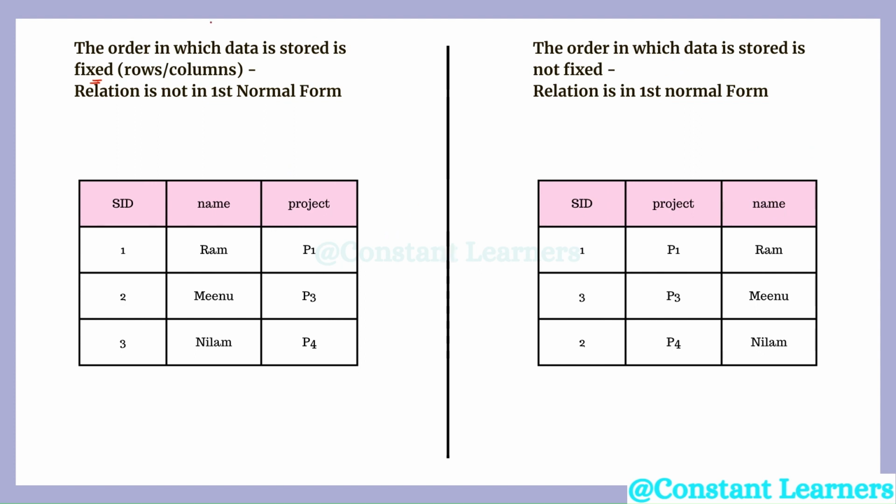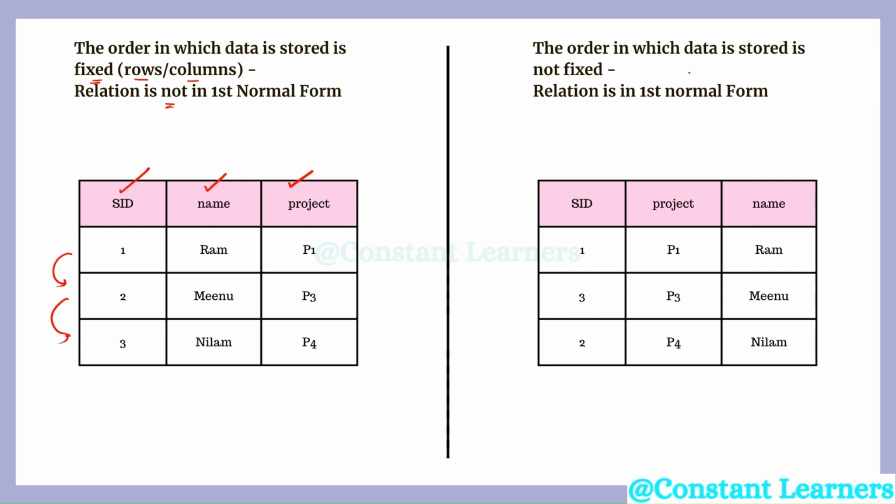The next rule states that if the order in which the data is stored is fixed for either rows or columns, then the relation is not in first normal form. That means if you are fixing that 2 should come after 1, 3 should come after 2, it should always be in this sequence, then the table will not be in first normal form. Or if we declare that project has to be the third column only, name has to be the second column only, and the first column will always be student ID, then again the table will not be in first normal form.